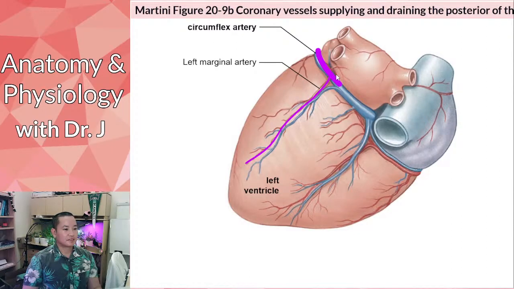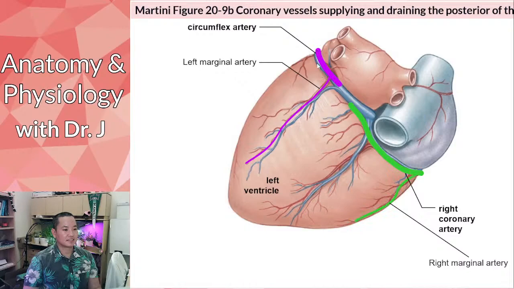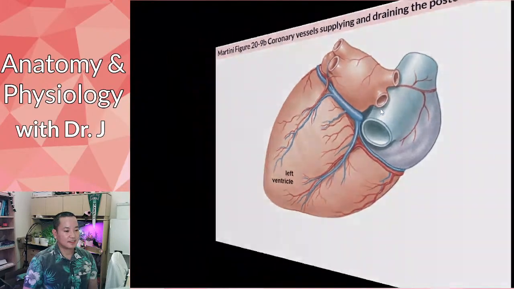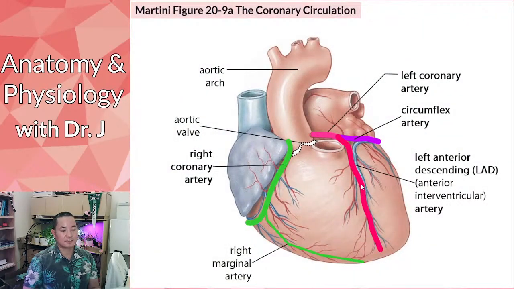Now there's a left marginal artery, and that's a branch of the circumflex. The right coronary artery is continuing to wrap around, and there's also that right marginal artery as well. But there's that posterior descending artery, and another name for it is the posterior interventricular artery. With this one, interventricular means between the ventricles. And with the LAD, on the other side, notice that it also is called the interventricular artery, meaning that it's between the ventricles as well.